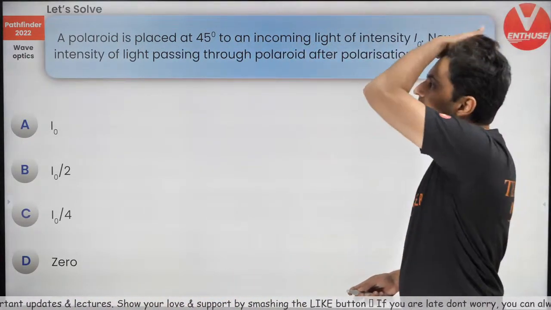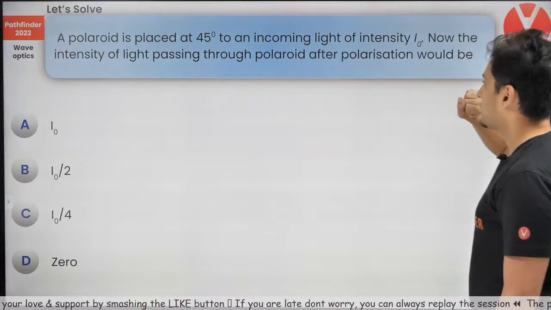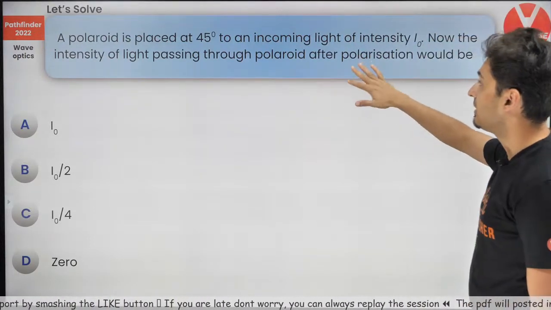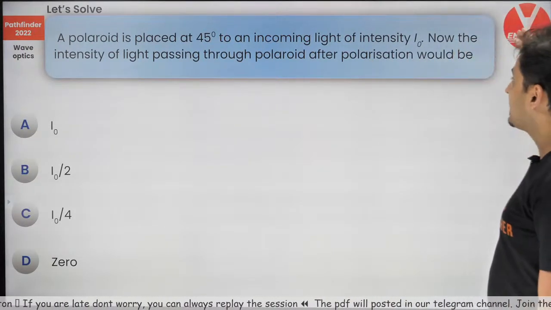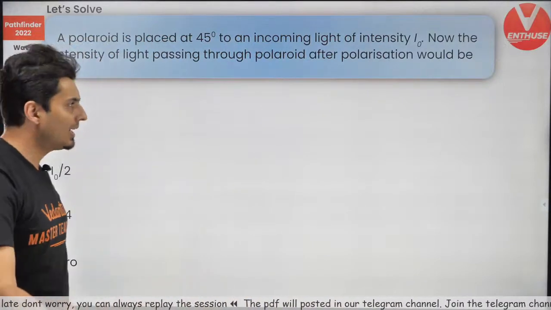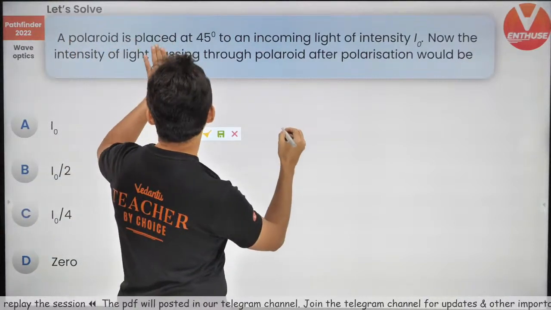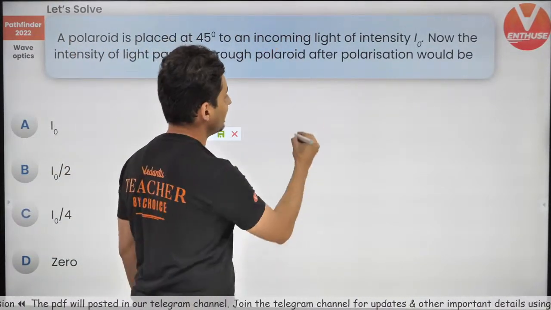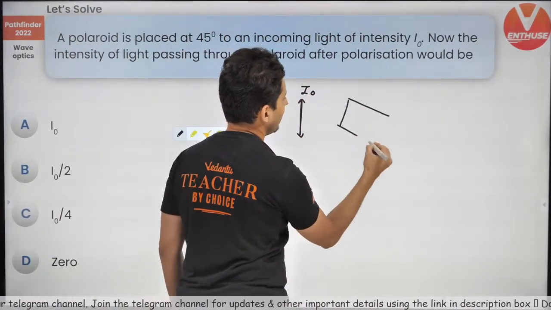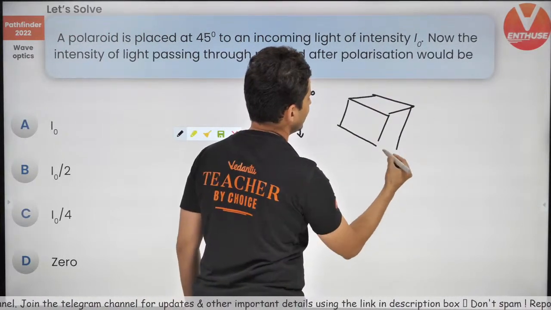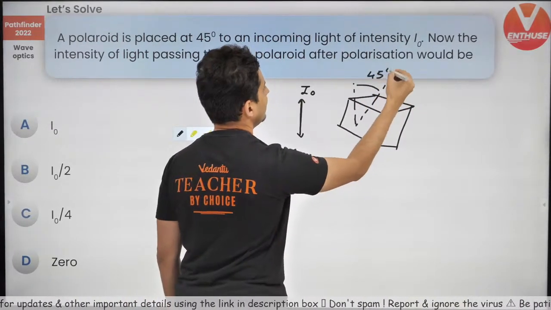So what do we have? A Polaroid is placed at 45 degrees to incoming light of intensity I naught. Now the intensity of the light passing through the Polaroid after the polarization would be, this is very easy. To make you visualize what's happening, you have a Polaroid placed at 45 degrees to an incoming light of intensity I naught, something like this, making an angle of 45 degrees.